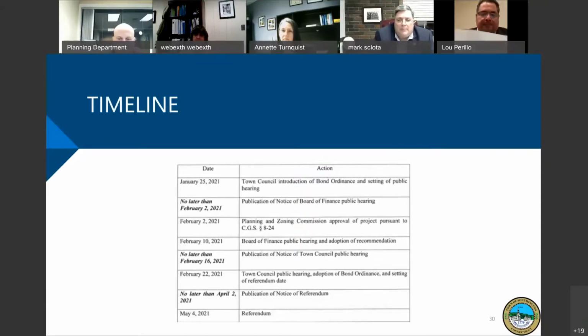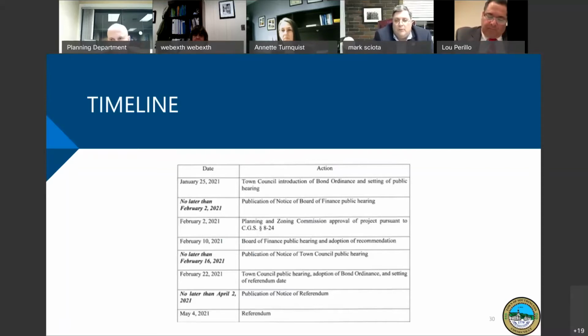The timing aspect, if the council chooses to move forward: obviously, we're sitting here on January 25th. This is the introduction. If the council wishes to move forward, there are votes it would take tonight to send it to the Planning and Zoning Commission for the 824 and to request that the Board of Finance conduct a public hearing, which could be scheduled for February 10th. That being said, the council would then schedule their own public hearing for February 22nd, and this presentation or a shorter version of it will be given at that time.